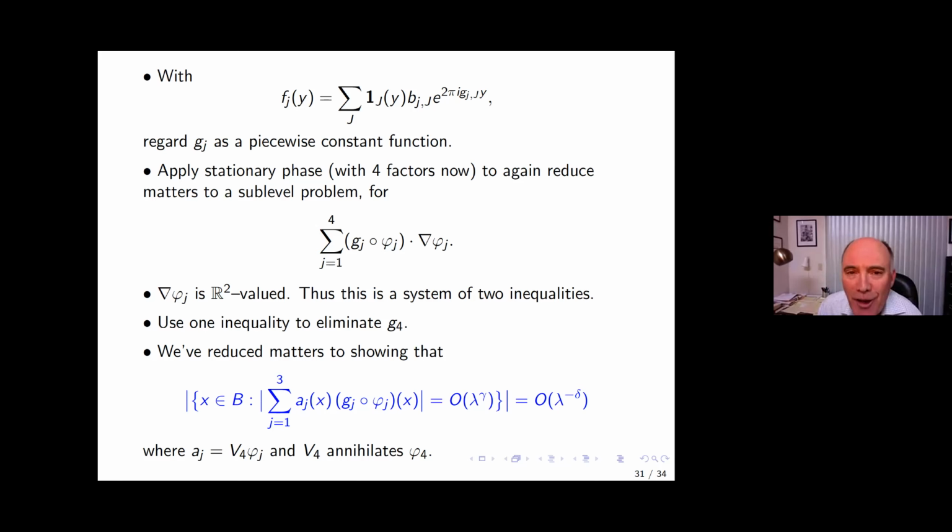Although I've mentioned it several times, I have not used the main hypothesis in my setup. I'm assuming that one of my functions has a Fourier transform that's supported at high frequency. The whole argument so far has not used that in any way. So that's got to come in.